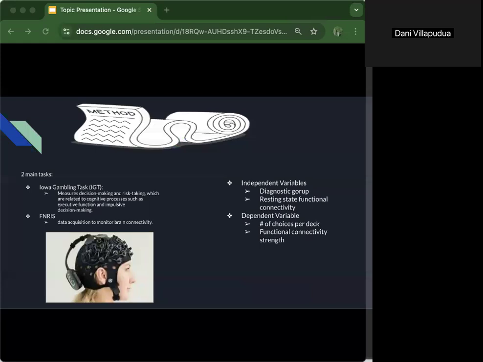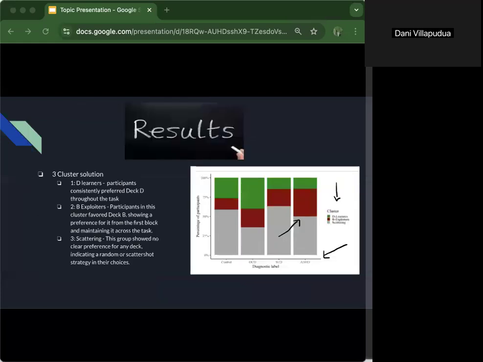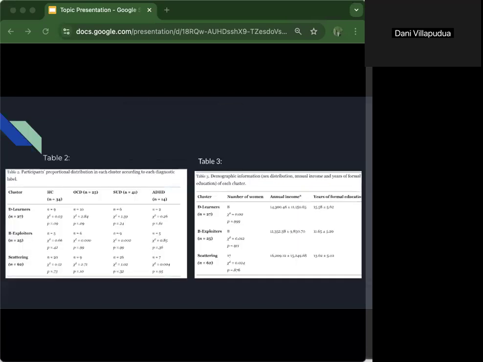OCD and ADHD patients to better understand how clinical conditions impact cognitive processes, specifically decision-making and functional brain connectivity. So the study found distinct clusters in participants' deck choices, showing how these patterns varied with diagnostic groups and demographics. D learners favored deck B, B explorers stuck with deck B, while the scattering group had no clear deck preference, setting them apart. There were no significant differences in deck choices based on diagnosis or sex, and tables 2 and 3 confirmed that cluster membership wasn't linked to diagnostic labels or factors like sex, income, or education.